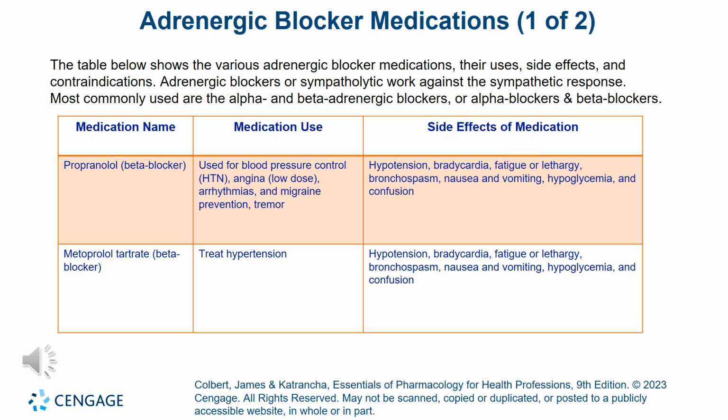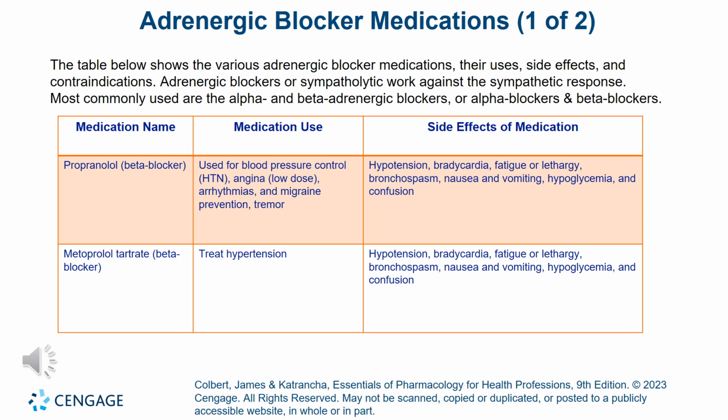The first one there is a beta blocker, which is propranolol. It's used for blood pressure control or hypertension, angina, which is using the low dose, cardiac arrhythmias, migraine prevention, and tremor. Side effects would be hypotension, bradycardia, fatigue or lethargy, bronchospasm, nausea, hypoglycemia, and confusion.